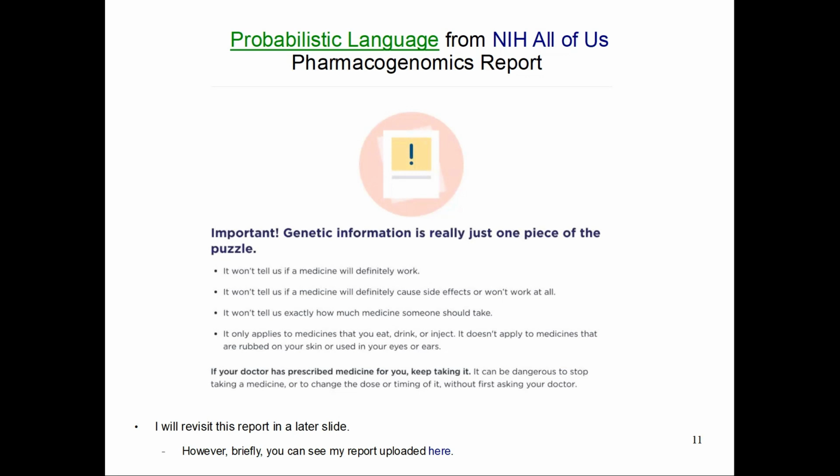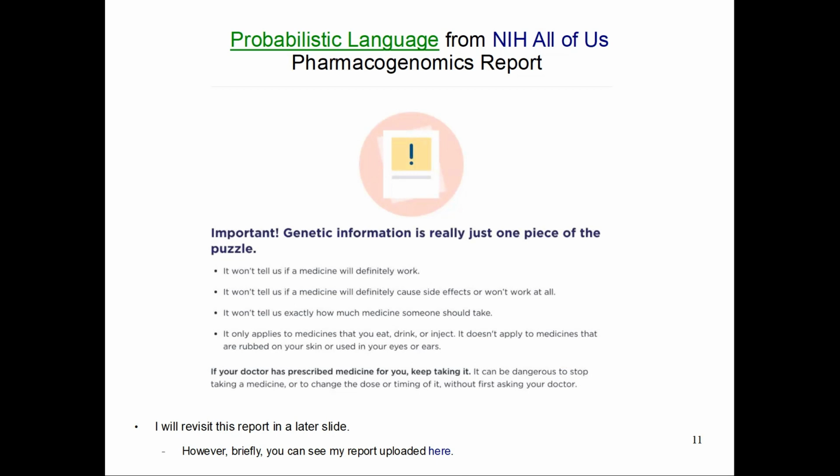And now let's get back to what relates to the previous slide in terms of this probabilistic language. If somebody had a range of estimates and could provide references to how those estimates were determined, that would be even better. But if you have a comparison between providing no clear warning and providing a clear warning, I definitely like the clear warning. So you can see here that it says genetic information is really just one piece of the puzzle.